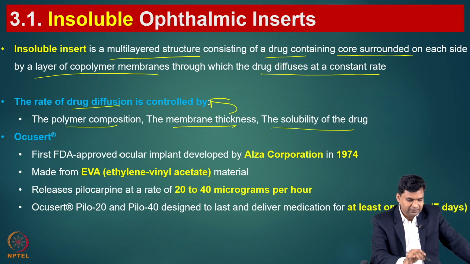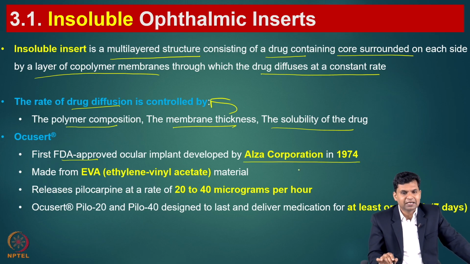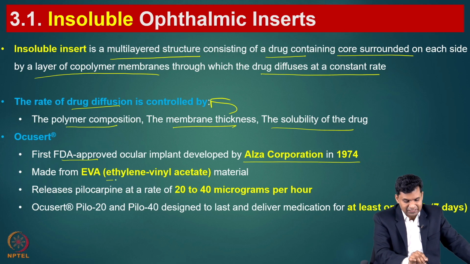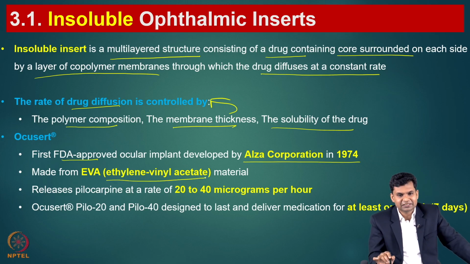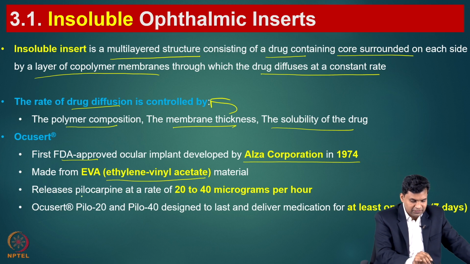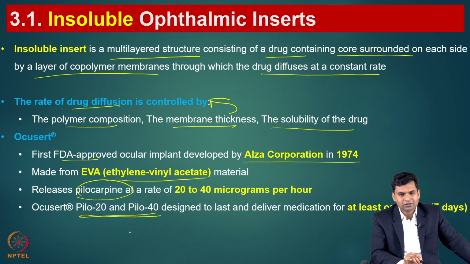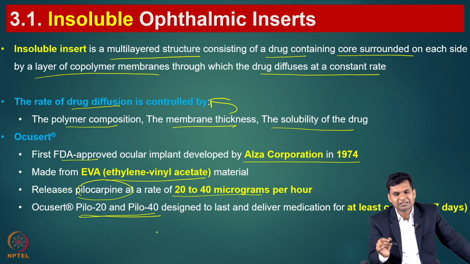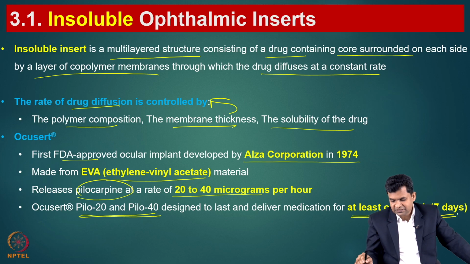diffusion. And yes, the Ocusert is approved by the FDA, designed by the Alza Corporation, and contains ethylene vinyl acetate material. The Ocusert comes in 2 different strengths, that is pilocarpine 20 and 40 micrograms, and the drug will release 20 to 40 micrograms per hour, and it comes in various dosage forms. This can sustain for 7 days.